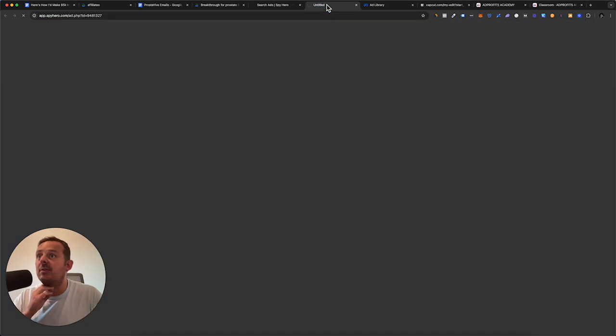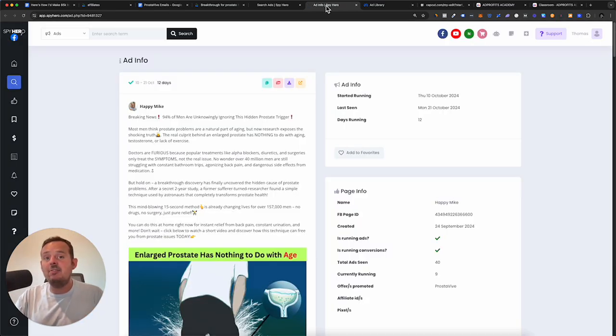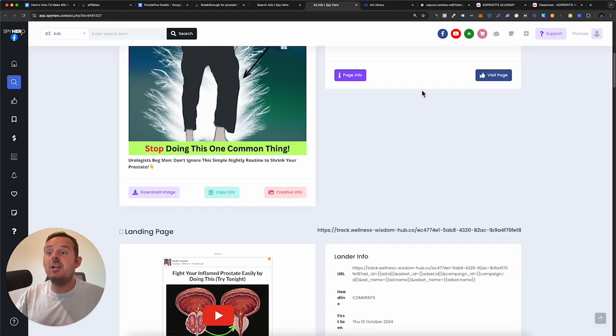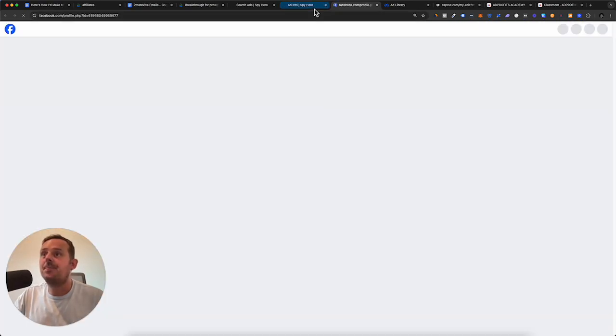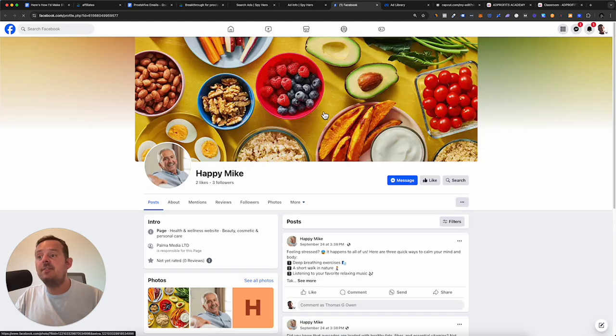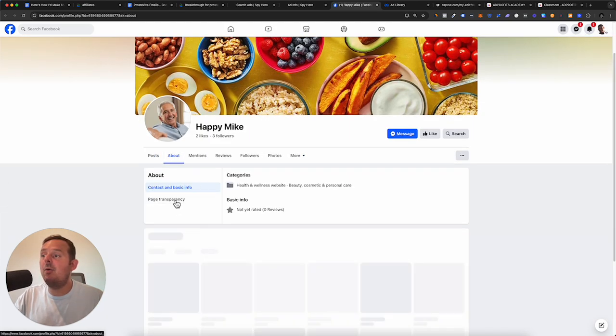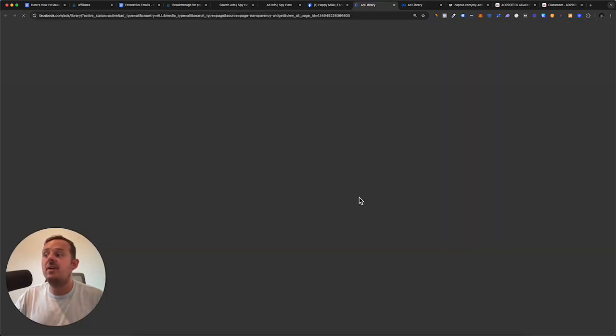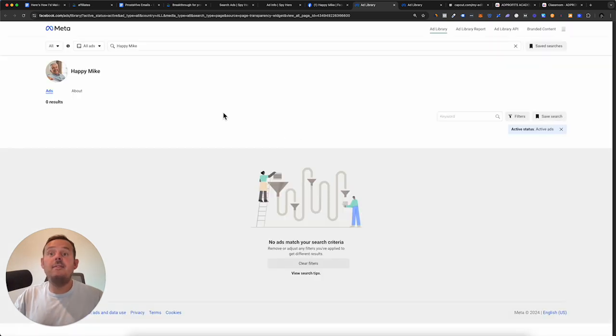And what I like to do is go and confirm that, because obviously spy tools can be a little bit hit and miss. Sometimes they don't update regularly, or they miss an update, so these ads might not even be running now. So I like to hit visit page, and this opens it up inside Facebook. That way we can go to the about and page transparency, then see all and go to ads library. And for that exact reason, we can now see that there are no ads active on this page.